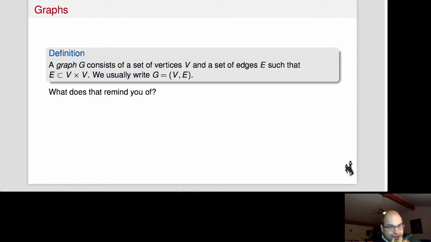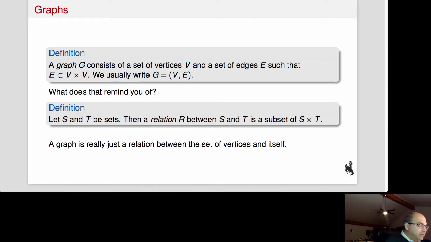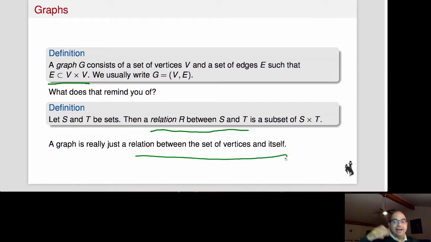Okay, so let's go back to the mathematical definition. Like I said, that should have reminded you of something. Because a graph is a set of vertices and then a subset of the vertices cross the vertices. And what that might remind you of is a relation. A relation R between two sets, S and T, is a subset of S cross T. E, the edges, is a subset of V cross V. So a graph is really just a relation between the set of vertices and itself.